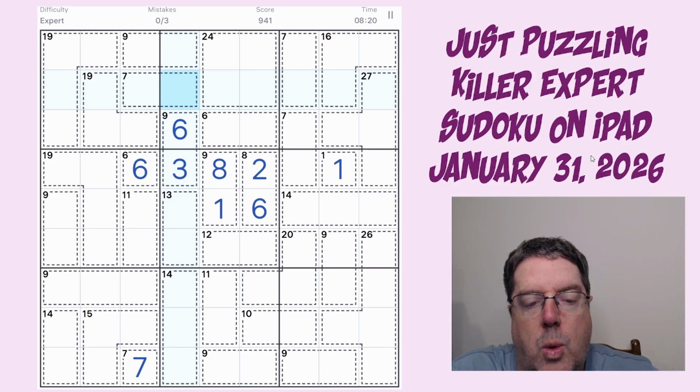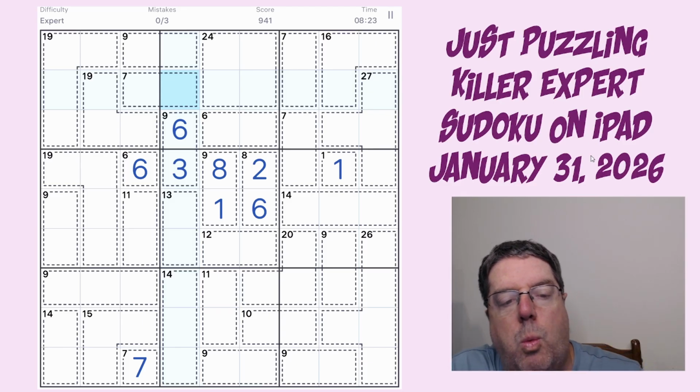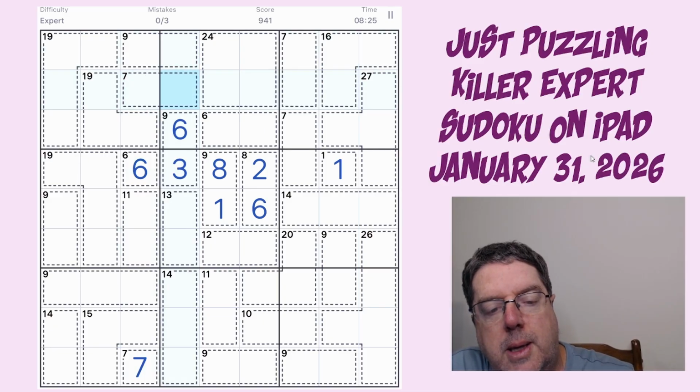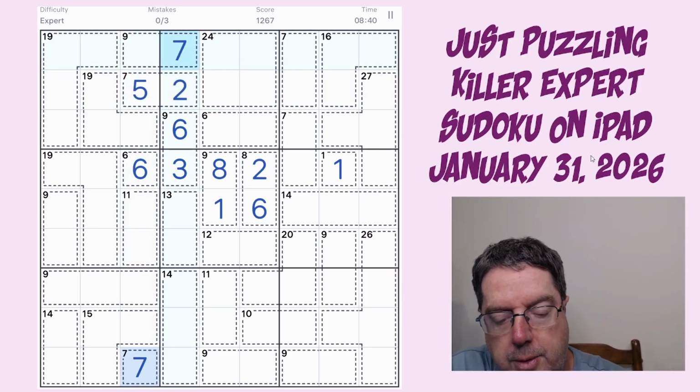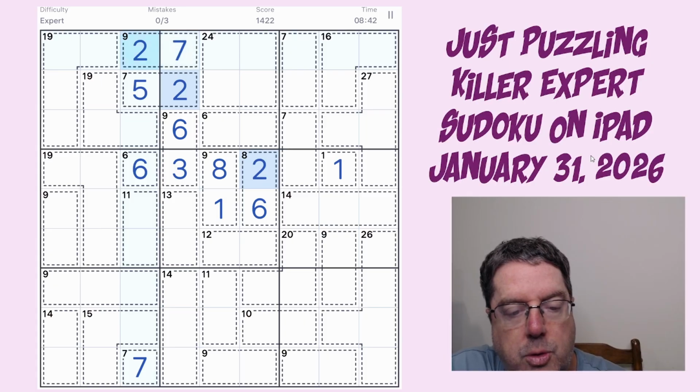13. So 1 can't be here. 1 can't be here. So that's a given. So 1 is going to be one of these. So that's 1, which means this is 8 and 5. So that means that can't be a 5. So that's a 5 there. 2, because it's got to add up to 9. This is a 7, leaving this to be a 2.